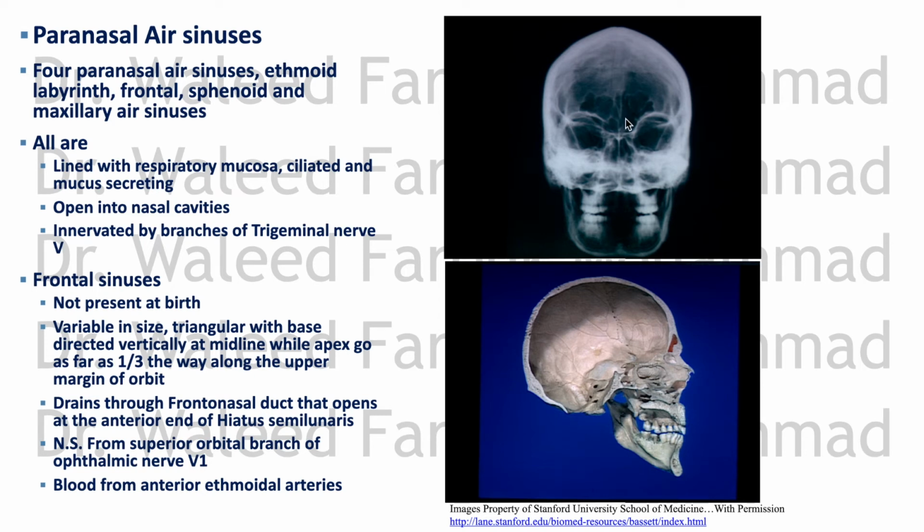As part of the growing process of the skull, they drain inferiorly through the frontonasal duct. And remember the frontonasal duct, where does it open? Exactly in the anterior end of the hiatus semilunaris, in the infundibulum, right? Joined by the anterior ethmoid, commonly. Okay, nerve supply from the ophthalmic nerve, and blood from the anterior ethmoidal arteries.